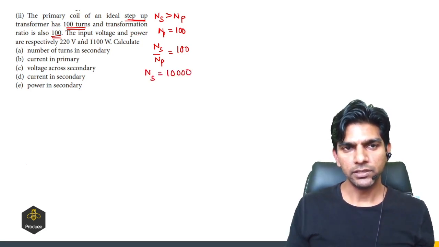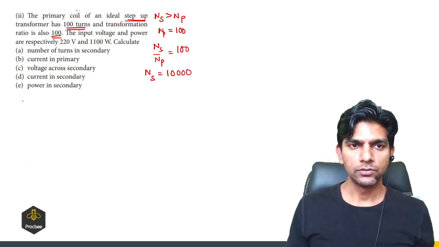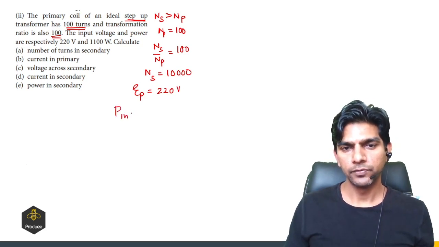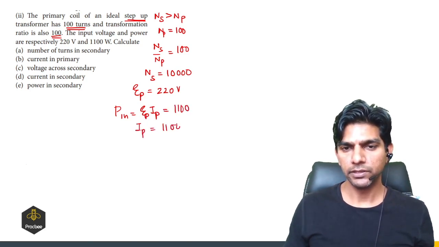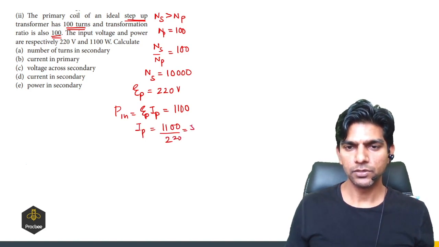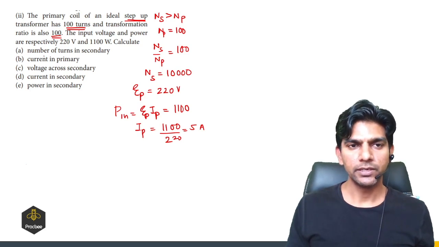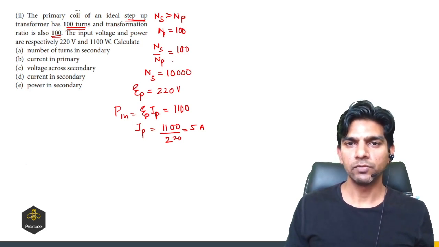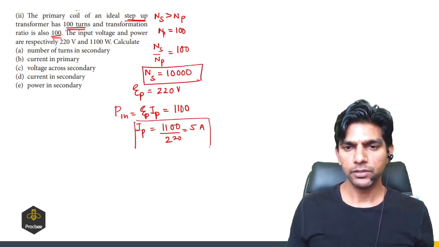Okay, so the input voltage and the power are 220 volts and 1100 watts respectively. So EP is given as 220 volts, and power input, which is EP times IP, is given as 1100. So from this we can find IP, which will be 1100 divided by 220. So it comes out to be 5 ampere. Now there are 5 parts in this question. The first part is the number of turns in the secondary, which we have already calculated as 10,000. Current in the primary is 5 ampere.